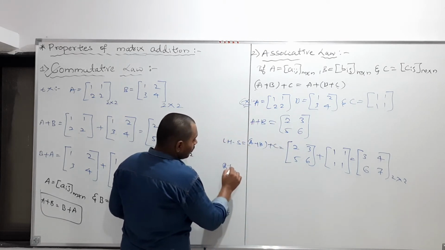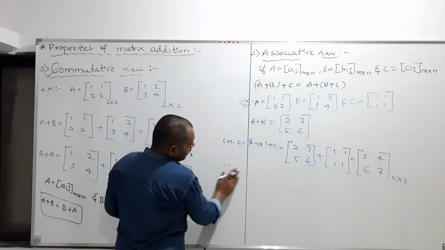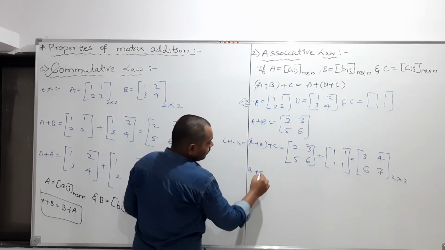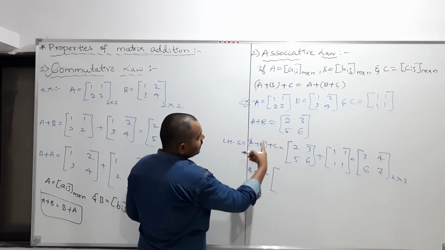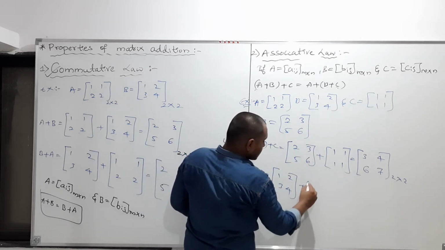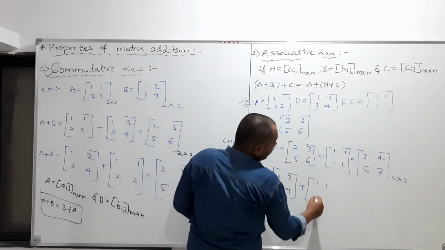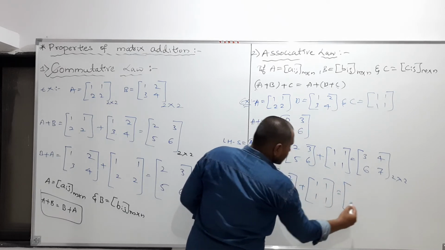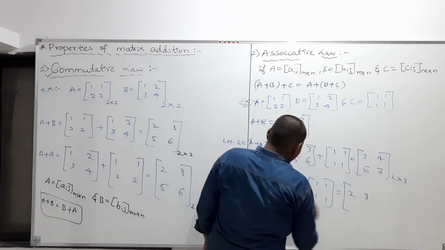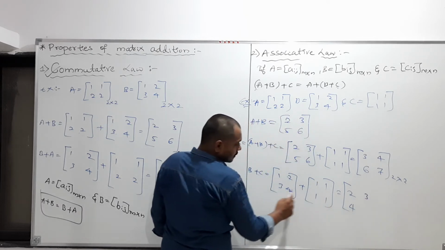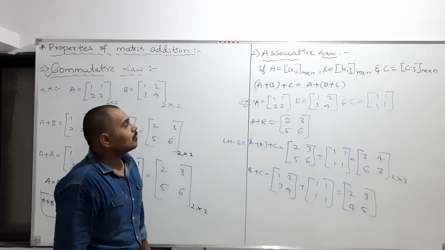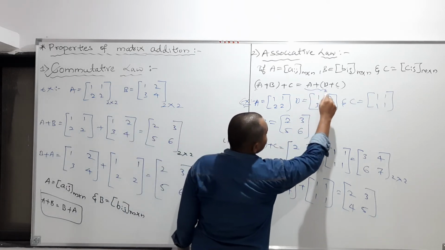Before writing the RHS, I will calculate B plus C because I require this result. So calculate B plus C. So what is B plus C, my dear students? B is nothing but 1, 2, 3, 4. What is C value? 1, 1, 1, 1. My dear students, B plus C value is 1 plus 1 is 2, 2 plus 1 is 3, 3 plus 1 is 4, 4 plus 1 is 5. This is your B plus C. But I am going to discuss the RHS.